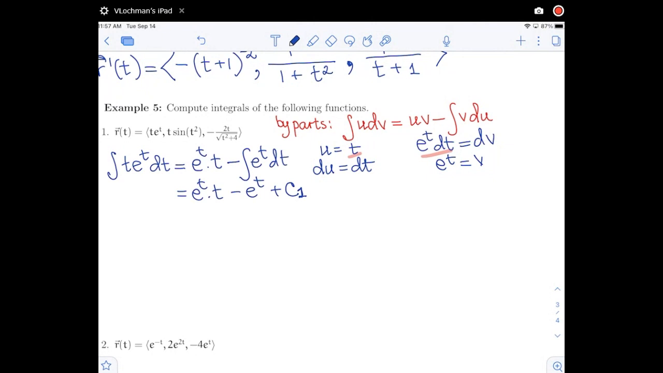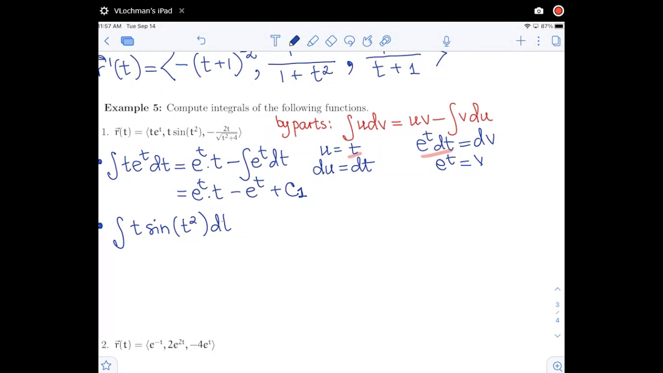That's my i component. Let's talk about the j component. This was my first one, let's do the second. The integral of t sine of t squared dt. What would be the method here?